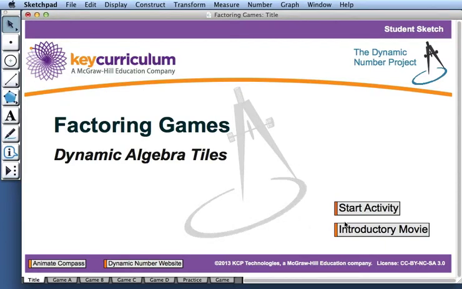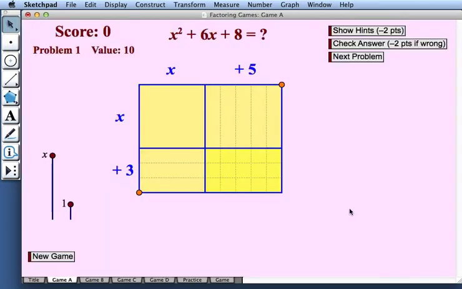This movie explains how to use the pair of activities, Factoring Games, Dynamic Algebra Tiles. Here we have a quadratic expression, x squared plus 6x plus 8, and we're going to use this array of algebra tiles to help us factor it.